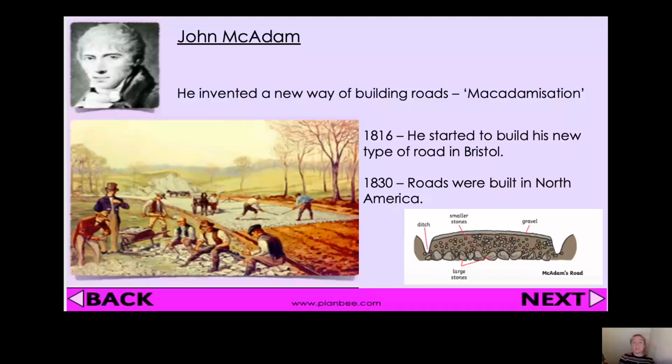So he invented a new way of building roads, which was called macadamization. Okay, that's a very long word, isn't it? Should we say it again? Macadamization.